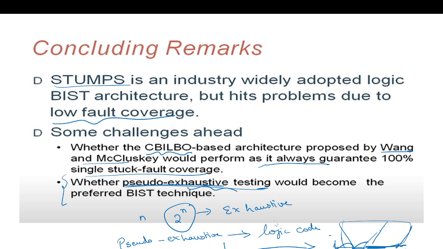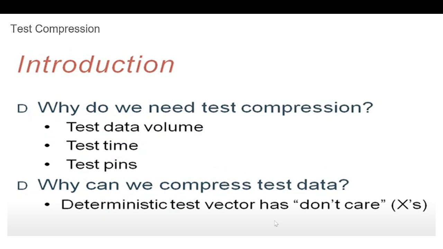These are some challenges. So with this now we will start the test compression. So why we need test compression is that the test volume is high and with the more number of test patterns, test time is also high and also test pins are high. So why can we compress test data? Because there are patterns which have don't cares.